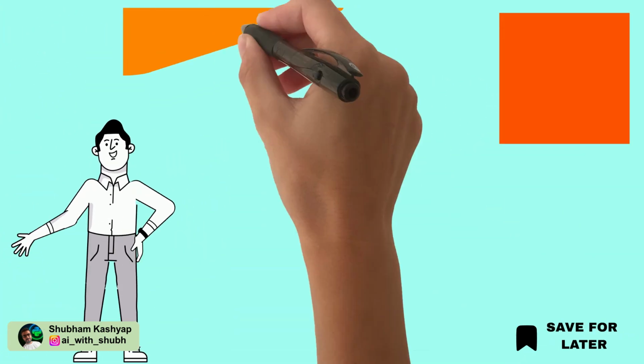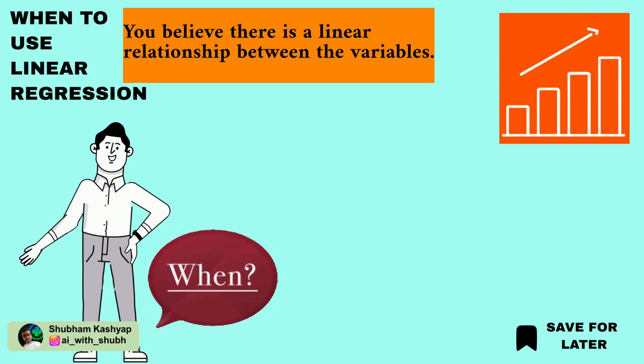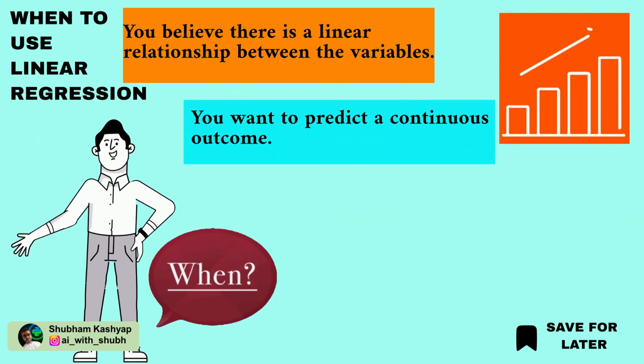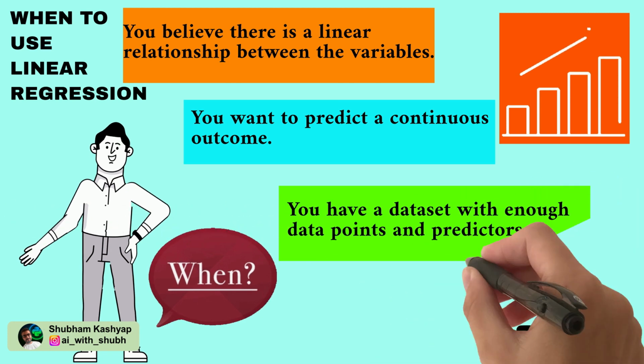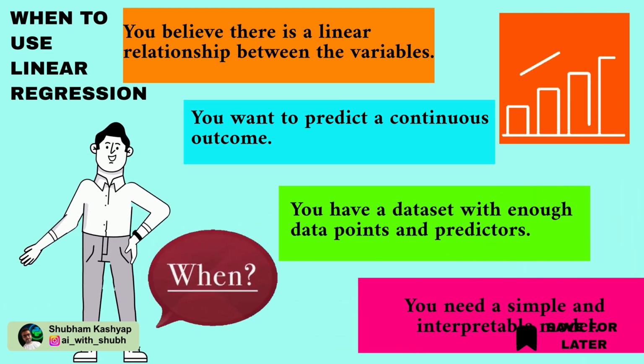When to use linear regression? You believe there is a linear relationship between the variables. You want to predict a continuous outcome. You have a data set with enough data points and predictors. You need a simple and interpretable model.